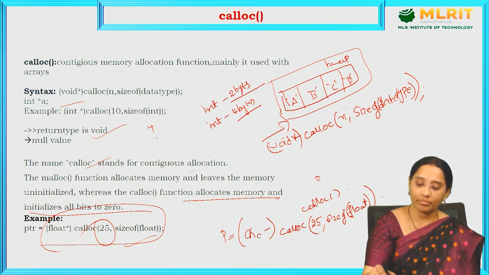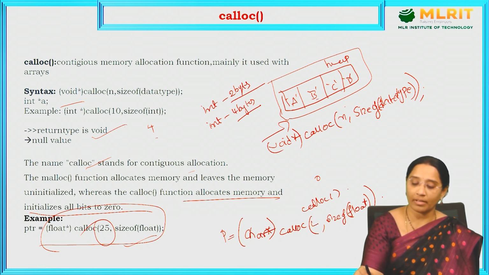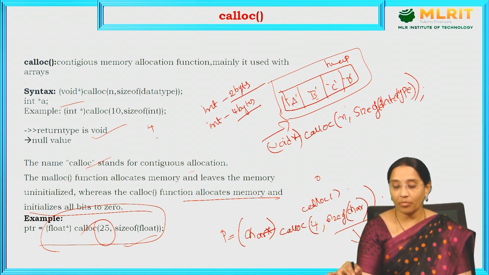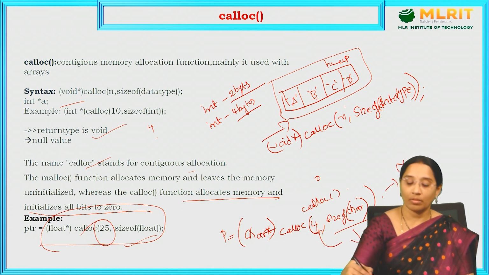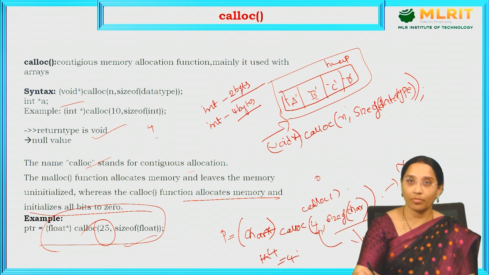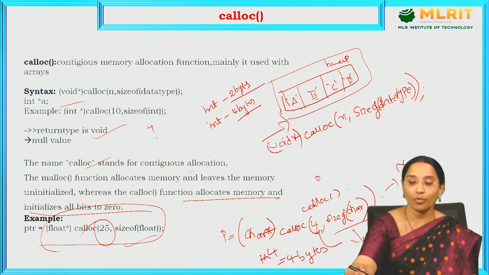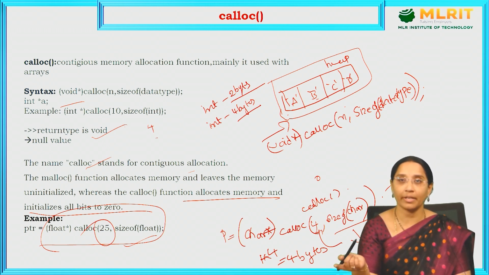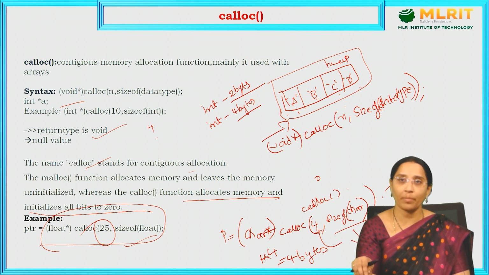So char pointer, calloc of, how many characters have we taken here? Only 4 characters. 4 comma size of char. The size of the character data type is 1 byte. So 1 into 4 bytes. To store 4 characters we need only 4 bytes, because each character will take 1 byte to store the data. So to store the 4 characters, it will assign only 4 bytes of memory. So no memory wastage will be there in dynamic memory allocation.